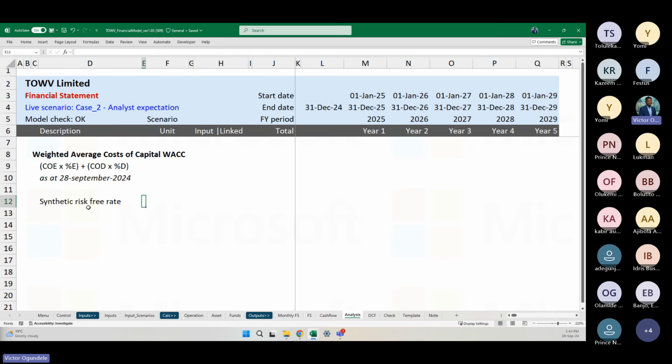Now, synthetic risk-free rate. What is this thing? So first thing is, under what we are doing now, we want to calculate the cost of equity. The cost of equity. That's what we want to do now. The cost of equity.